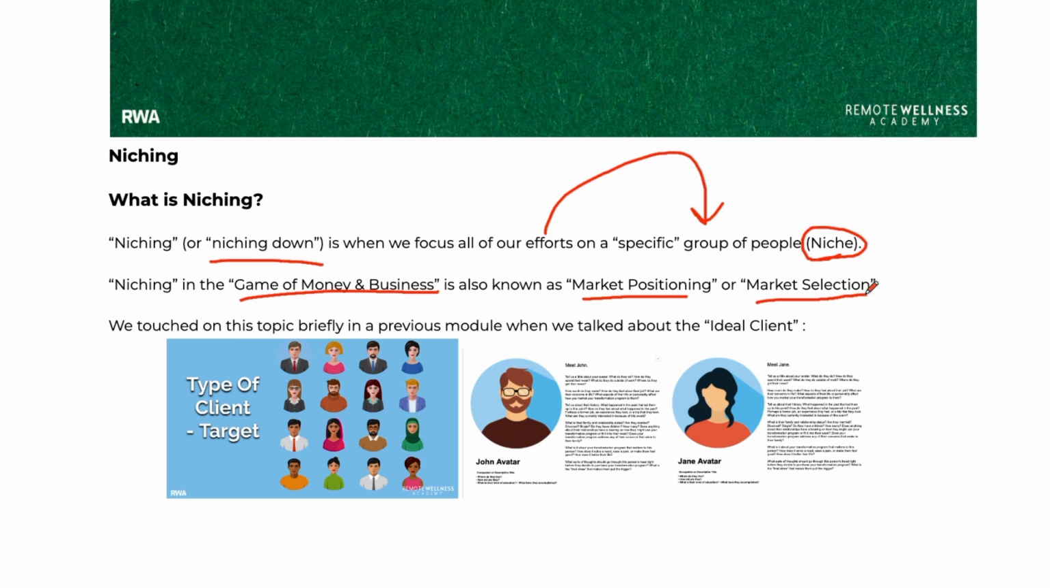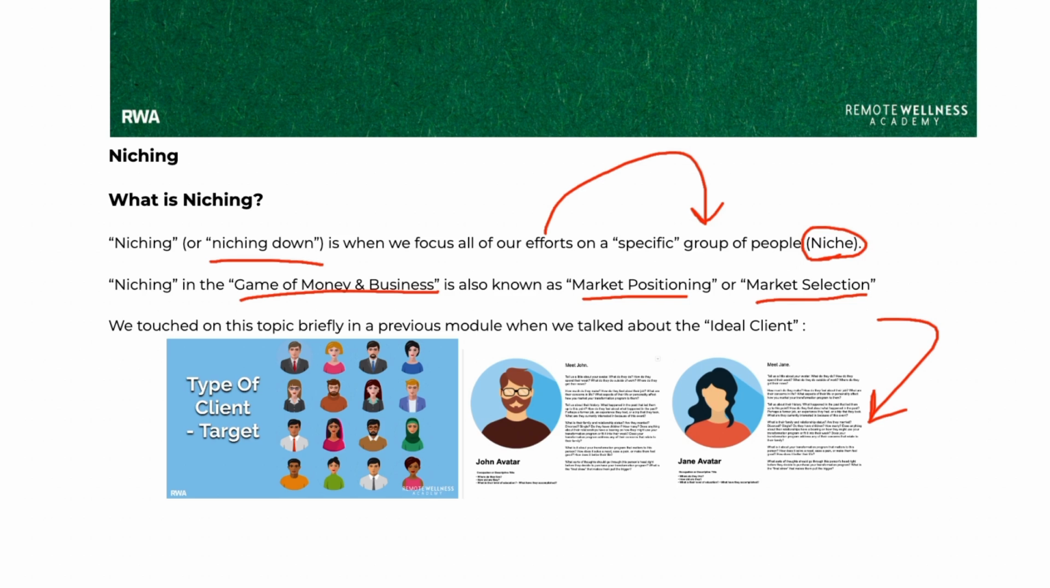Now, we actually touched on this topic very briefly in a previous module when we talked about the ideal client. We talked about putting your ideal client together. That was the introductory phase, to start getting your mind thinking about your market positioning, the specific group of people that you would like to help. And we're going to expand on it and talk about that even more right now.